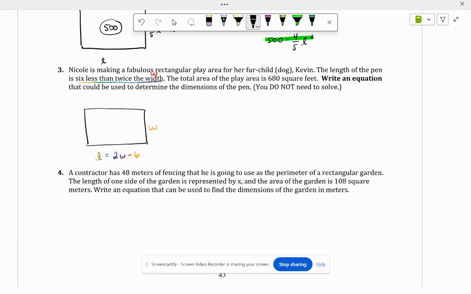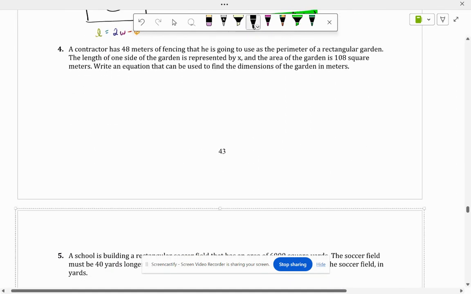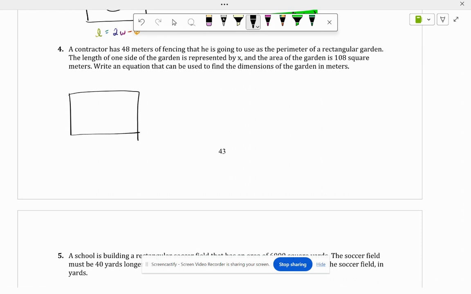The total area of the play area is 680 square feet. He goes in the middle. Area equals length times width. 680 is the given area. The length is 2W minus 6, and the width is W. Go ahead and distribute, and you would get 680 equals 2W squared minus 6W. The end.